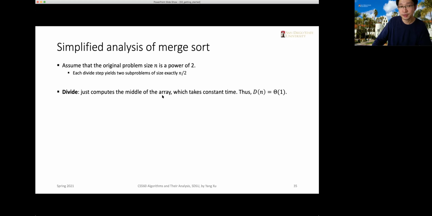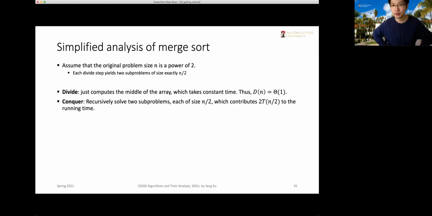So the first step is to compute the middle point of the array, right? Compute the middle index to split the original sequence into two subsequences. And then in the conquer step, we will call the function recursively. This recursive call is basically a characteristic of the divide and conquer algorithm. So we will call the function itself on the two subsequences.